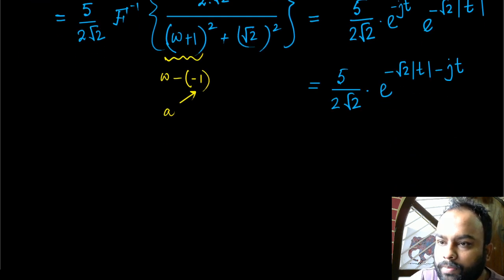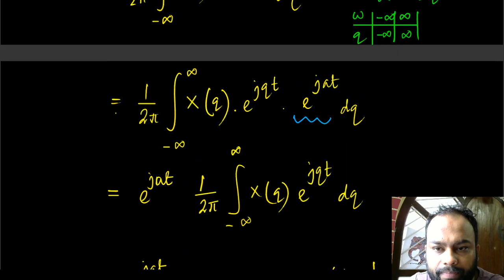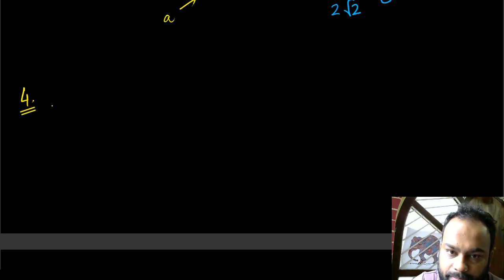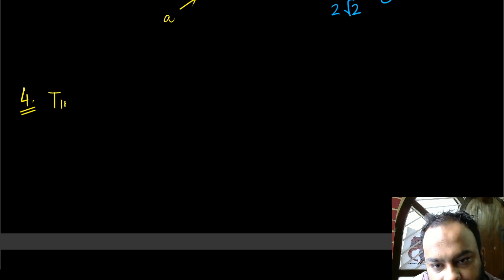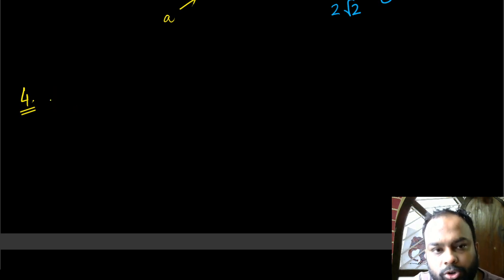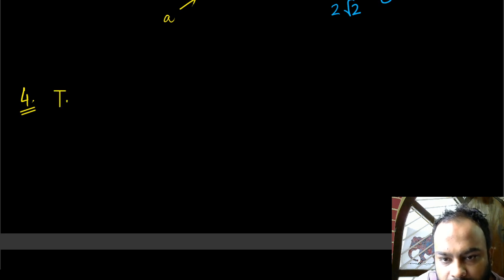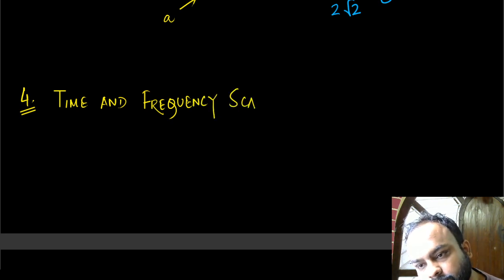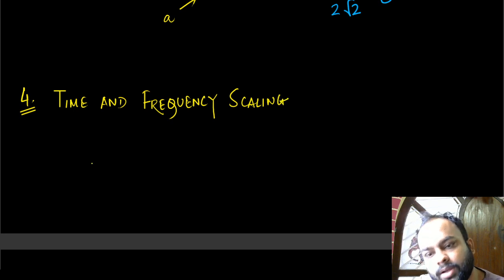Right. So property number, I think it's going to be 4. Property number 4. Let's do that. It's frequency and time scaling. So it's two properties combined in one: time and frequency scaling.